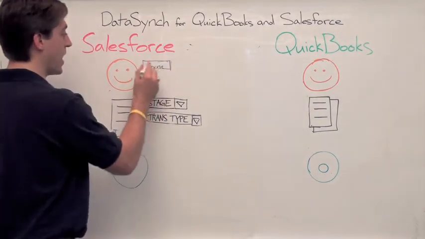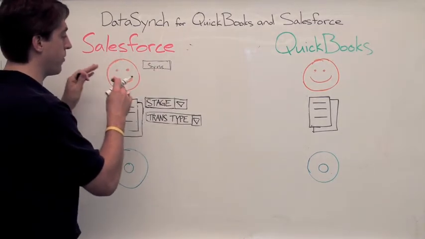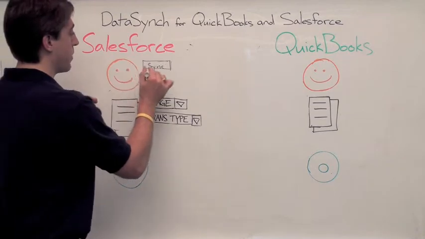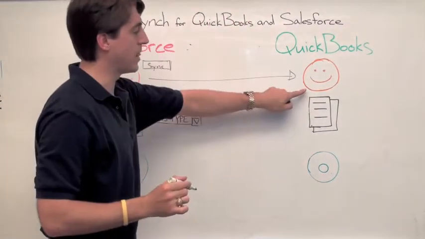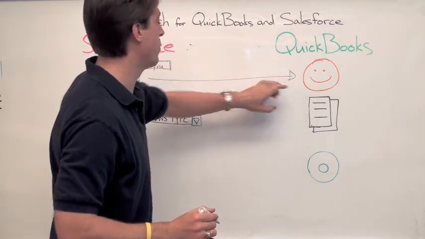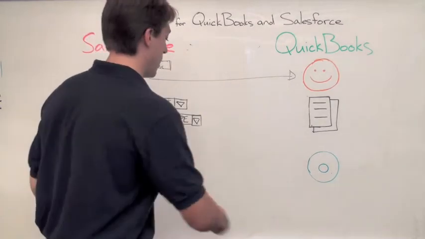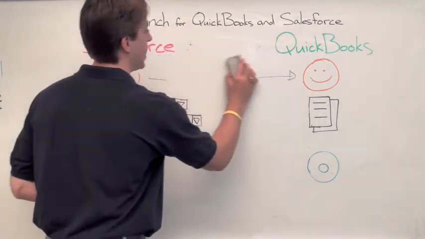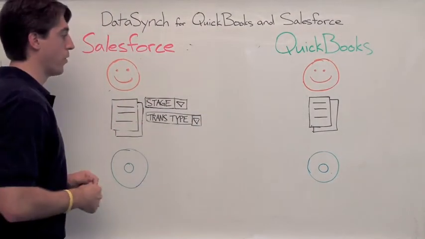Now, if I create ABC Company and I enter the billing information, then I push this button, Sync, it will create that customer. It will do a one-way push and create that customer in QuickBooks using all the information that I entered into Salesforce. Otherwise, as I said, if you just create an account in Salesforce, it won't go over.